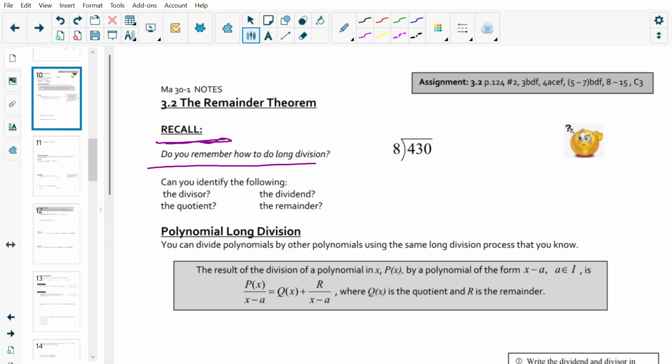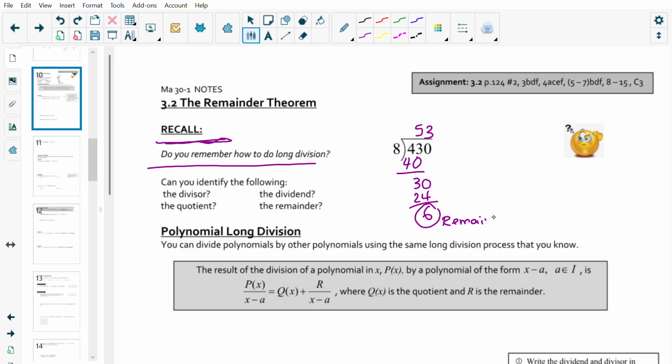Let's review this. Long division: I have 430 divided by 8. So I have 8. It's not going to go into the first one, so I go 5 here. That's 40. 43 minus 40 is 3. And I have 30. How many times does 8 go into 30 without going over? 3 times. 8 times 3 is 24, right?